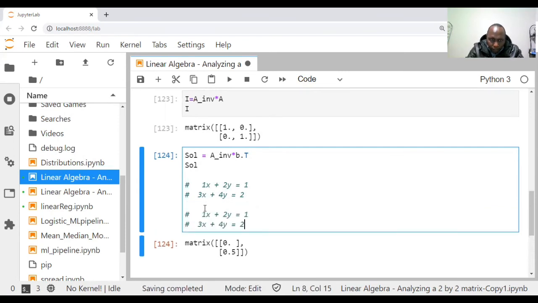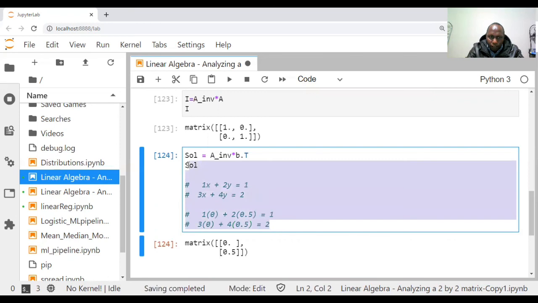So let's see. If I replace X with 0 and Y with a half, 2 times a half is what? 1. So the first equation is true. If I replace the value of X in the second row with 0 and the value of Y with a half, the result is 2. So that's correct. So we have the correct solution.